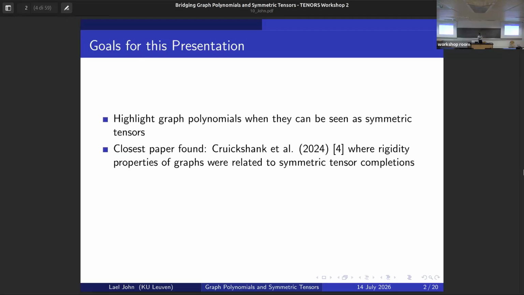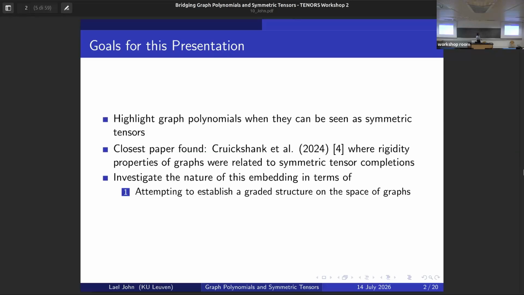The closest paper that I found in all of this, especially trying to figure out are graph polynomials related to symmetric tensors, is this paper by Cruikshank from 2024, where they related graph rigidity to symmetric tensor completion. And while that is technically a paper that relates graphs to symmetric tensors, that wasn't exactly what I was looking for, because they still were using distance. And I don't care about the distance. I just care about the structure of the graph, so to speak. So the topological properties of the graph, not necessarily the distances, right?